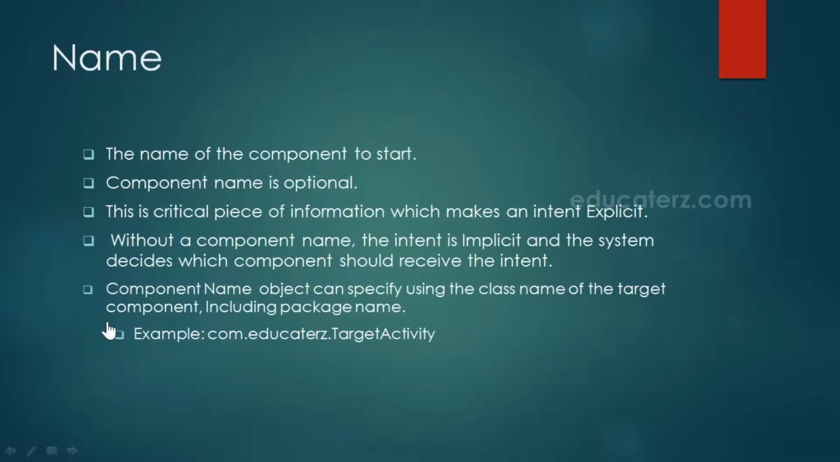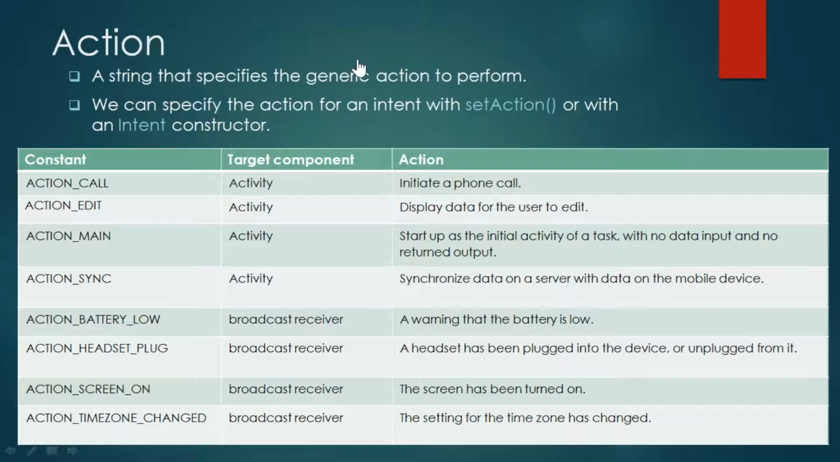So the next intent object is action. We already know the definition of an action. Here, action means a string that specifies a generic action to be performed. The simple examples I already mentioned: listen to the class, read the book, watch the TV, or listen to the music, something like that. It's information about an action to be performed. We can specify an action for an intent with the set action method or through an intent constructor, where as a parameter we directly pass the action to be performed.